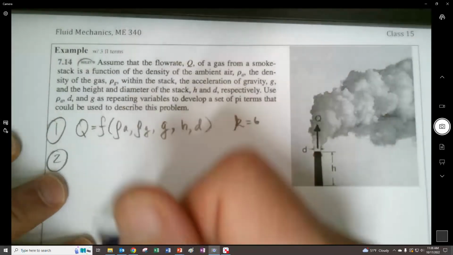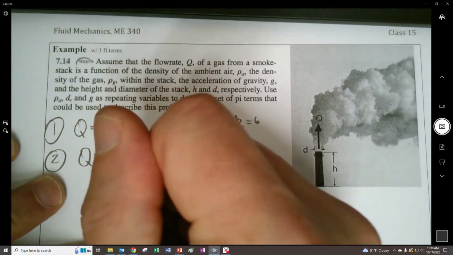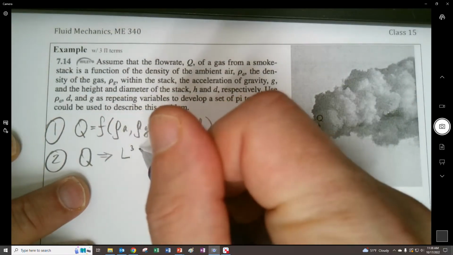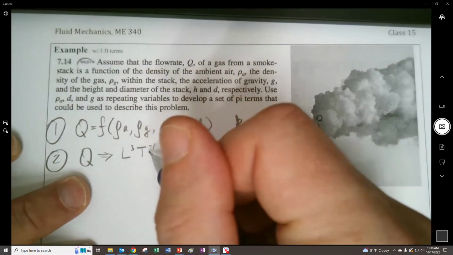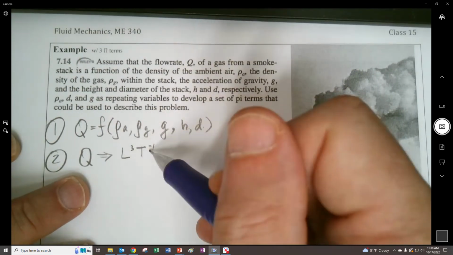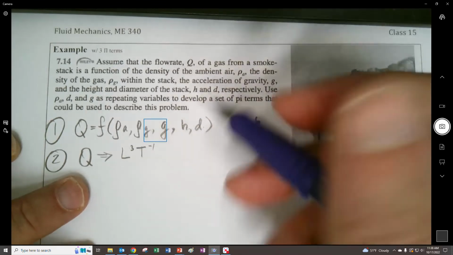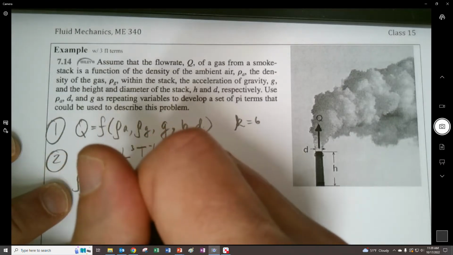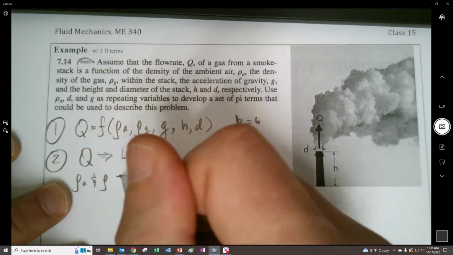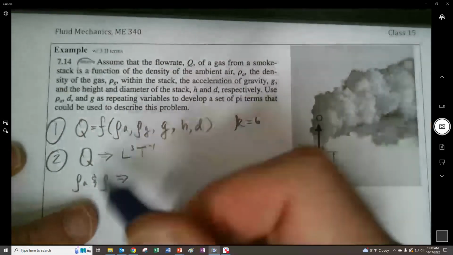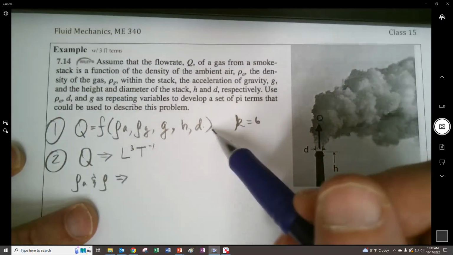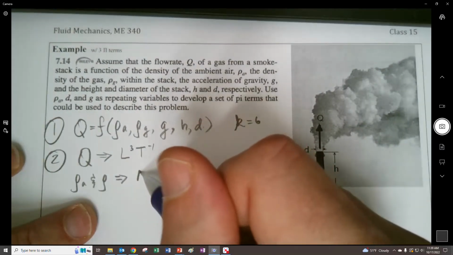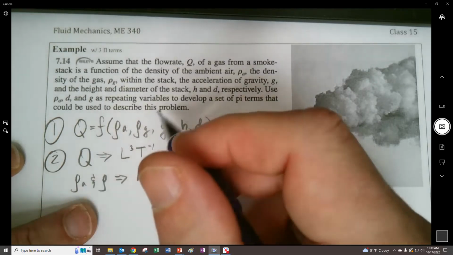Now, I like to write these out right away, so I'm thinking about them. You can see that the dimensions of Q is going to be L3 T negative 1, because it's going to be like cubic feet per second, cubic meters per second, what have you. The densities, they're both going to be the same. And here, I think I'm going to go with the MLT system, because if you're looking through here, we can see really there's no terms of force in there. So FLT isn't useful. So we will use a much easier MLT.